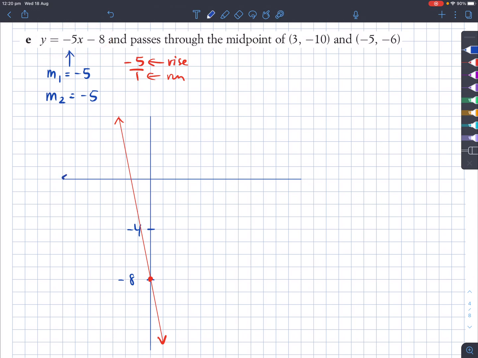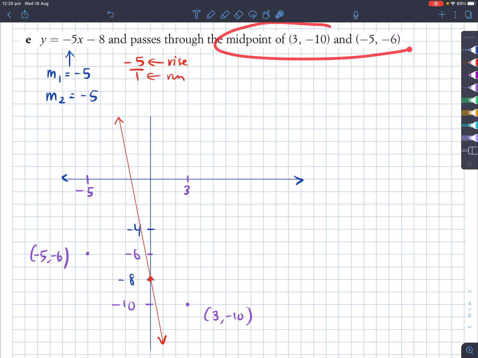Now, the context of this question says that there's a line that passes through the midpoint of 3, -10 and -5, -6, and that is parallel to this red line. Let me just draw that for you. So 3, -10 will be 3 to the right and 10 down, which is right there. And -5, -6 is 5 to the left, which is here, and 6 down, which is over here. So there's 3, -10, and -5, -6.